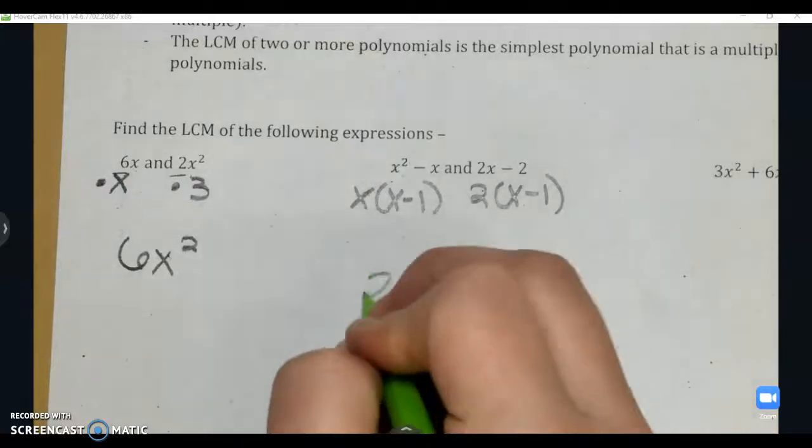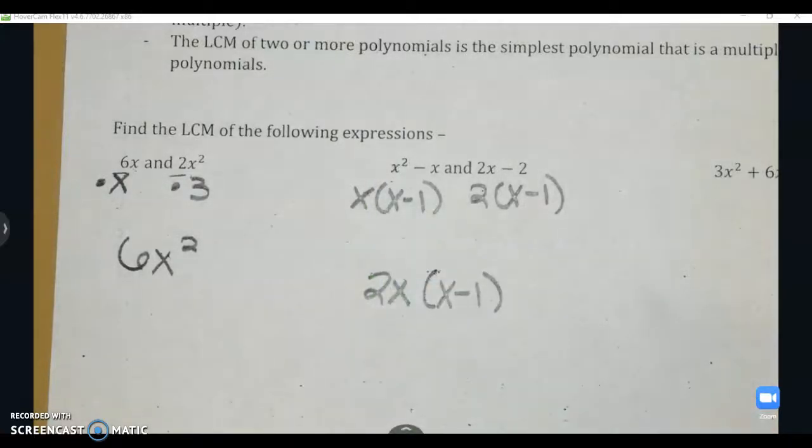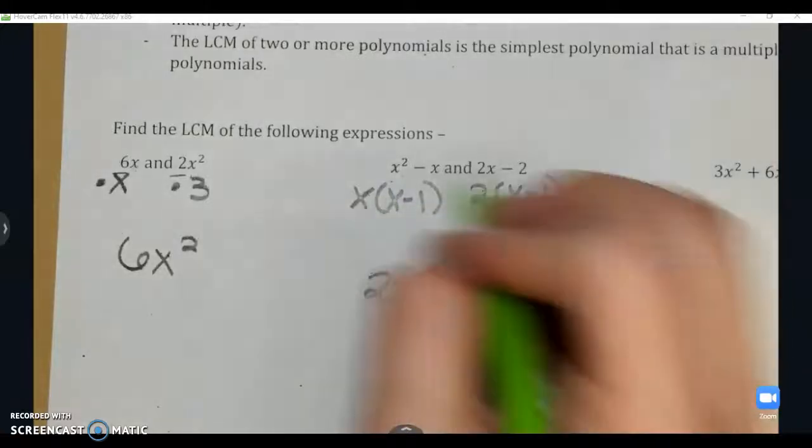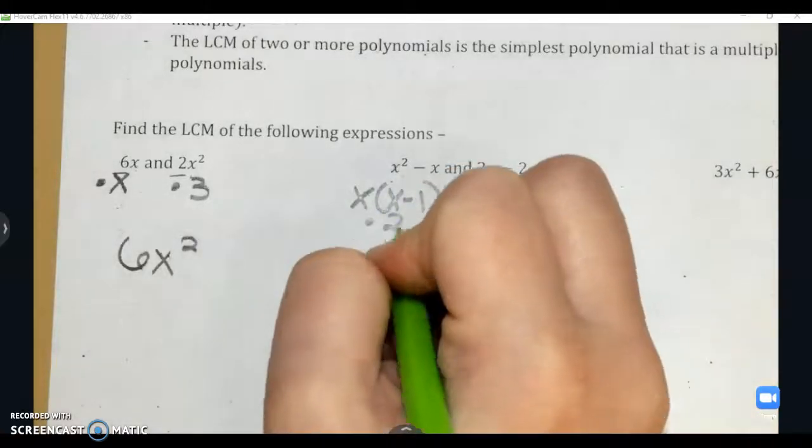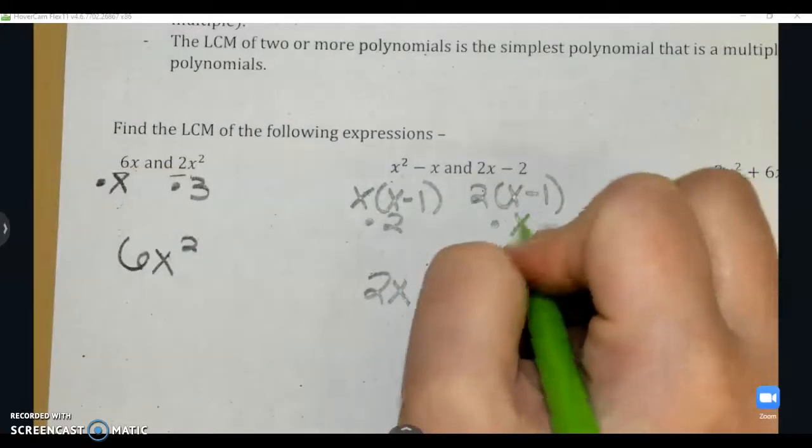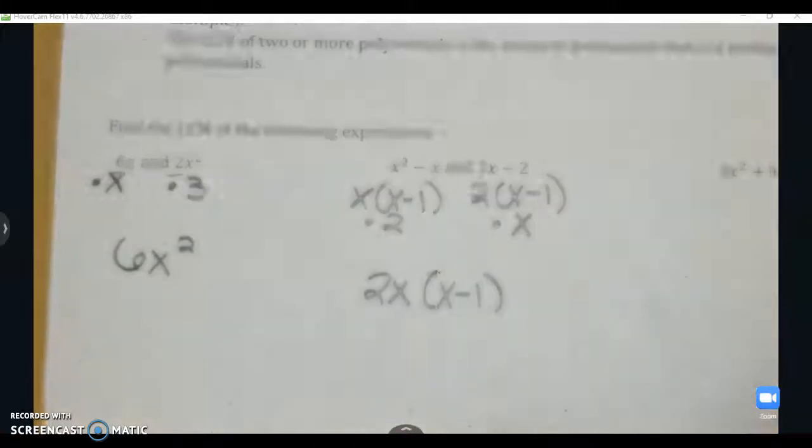Then I've got an x and a 2. So to get these to match and become my least common multiple, the term on the left will be multiplied by 2, and the term on the right will be multiplied by x. And there's my least common multiple.